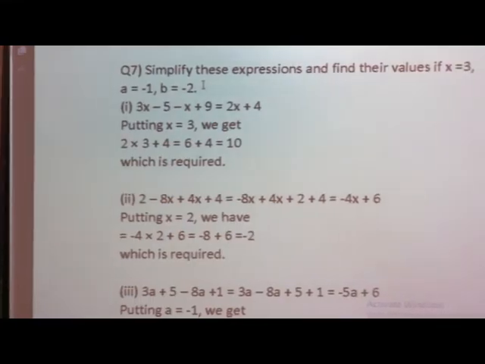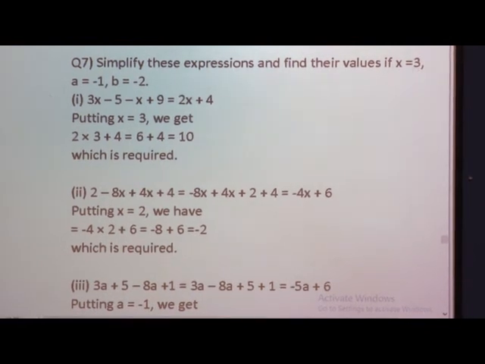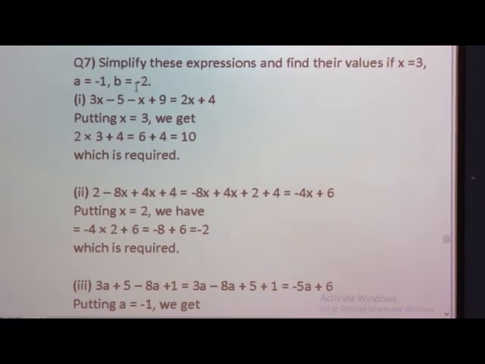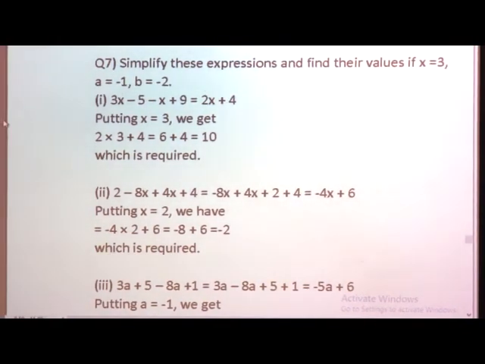So, here we have an example of a simplification. Simplify these expressions and find their values, if x is equal to 3, a is equal to -1 and b is equal to -2. Here we have 3 different variables and 3 different values, but in the expression we have only one variable. So, we have to see the value of only one variable. If we have 2 variables in an expression, we have to substitute 2 values.